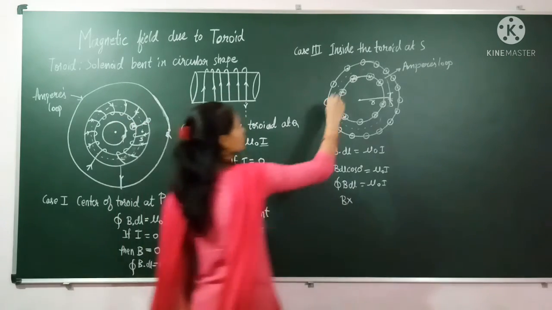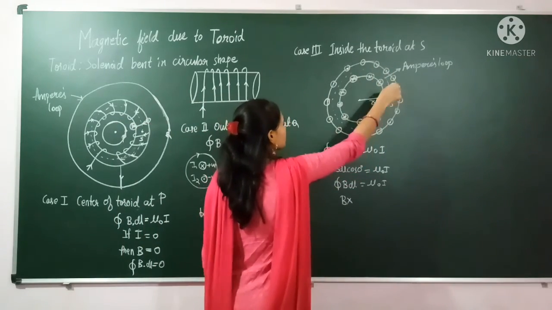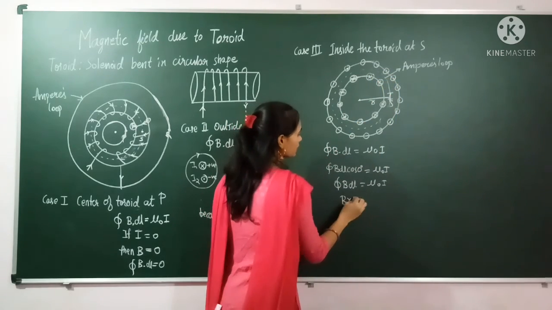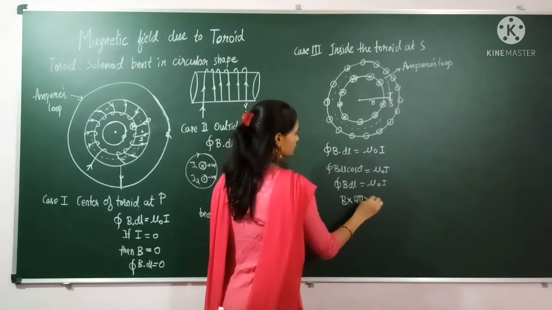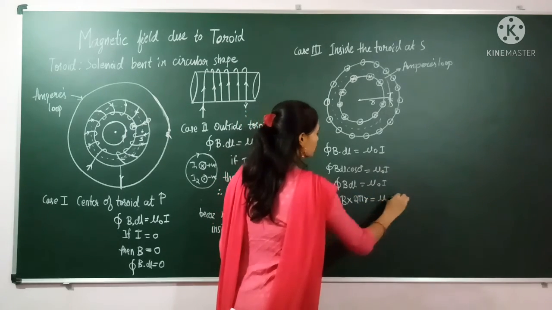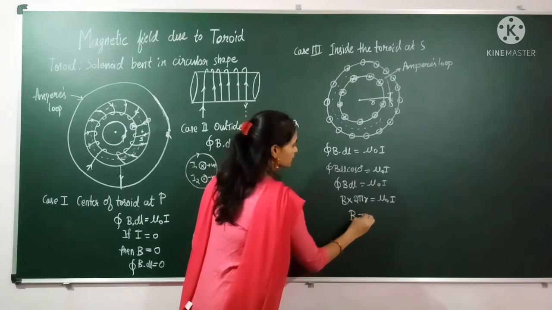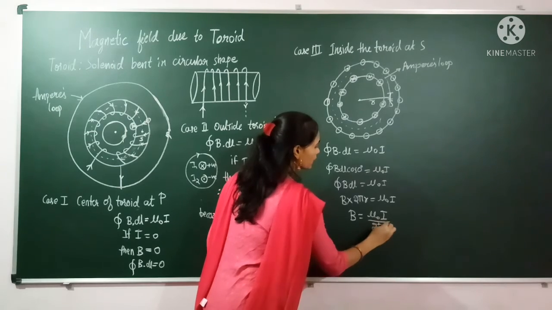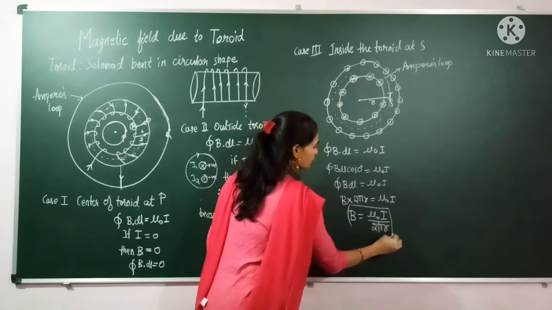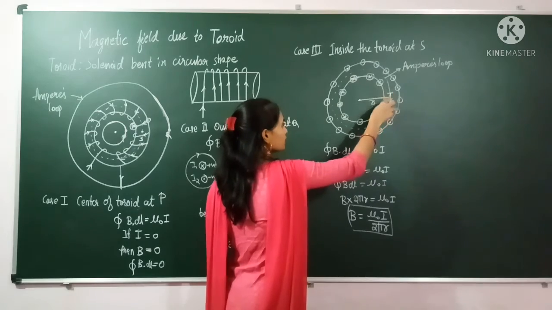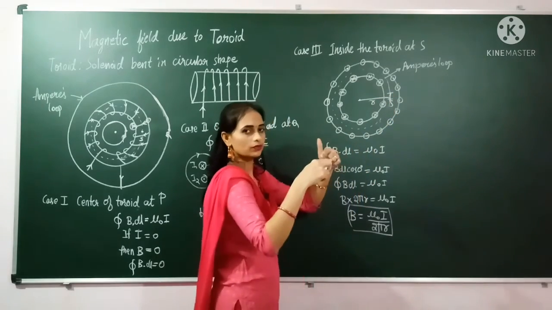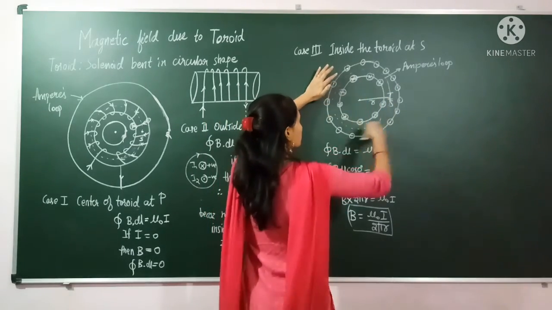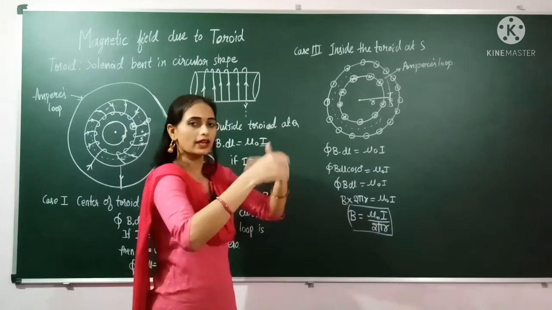If you want to calculate the total length of this loop, it is a circle. The length of the circle is called the circumference. So circumference of the circle is 2 pi r, equals mu naught I. So this B can be written as mu naught I divided by 2 pi r. This is the magnetic field at this point S, but this is for only one loop, only one circular ring. Here we have n number of turns. The wire is wound with n number of turns.